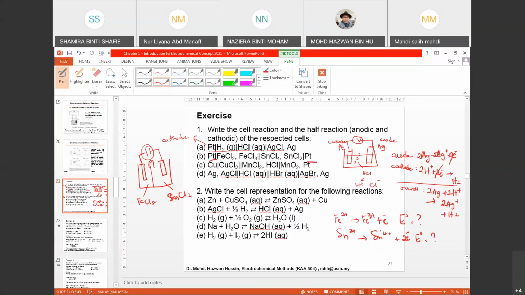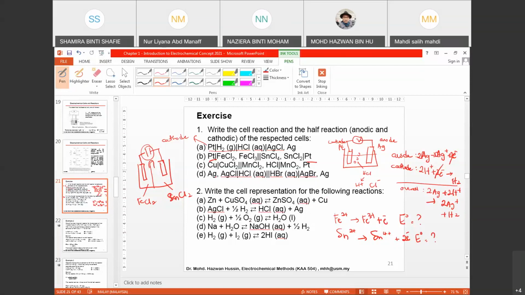All right. So I hope that you can try to do this as part of your homework. Okay. So exercise 1 and exercise 2. Exercise 2 is in opposite because it gives the overall reaction, and they ask you to write in a notation. Write the cell representation or notation for the following reaction. So I'm taking example 2A. You have zinc plus copper sulfate producing zinc sulfate plus copper.